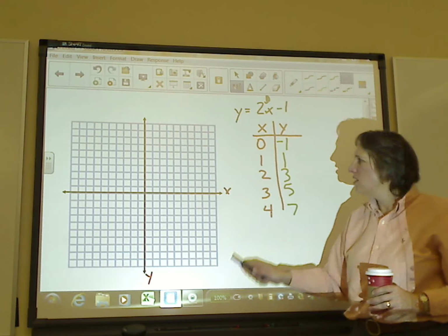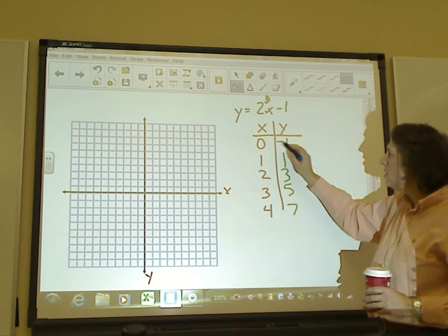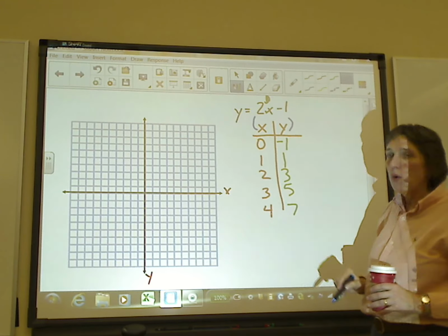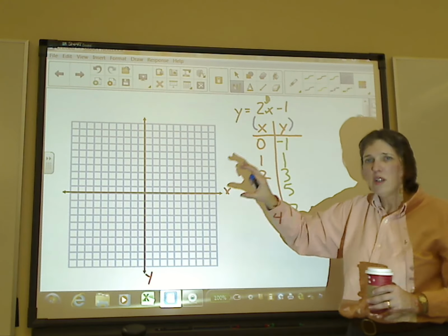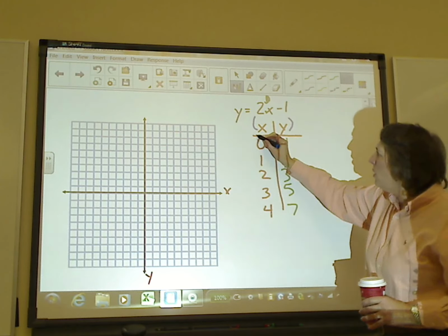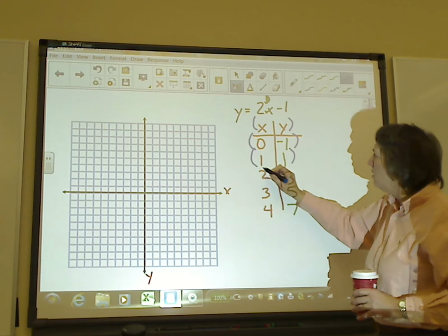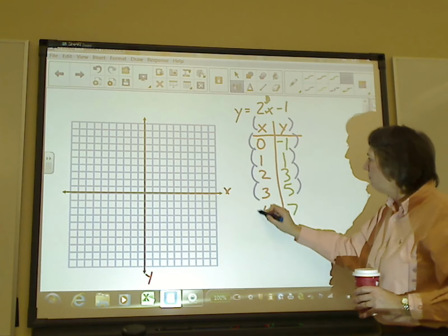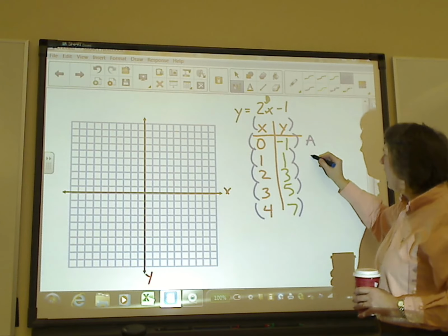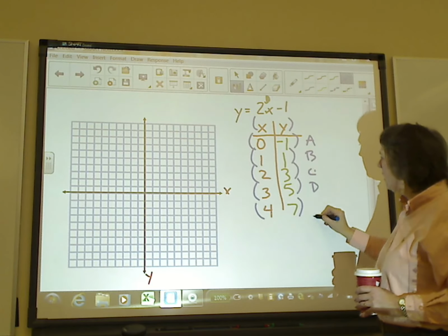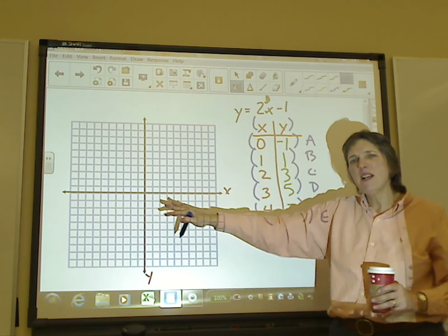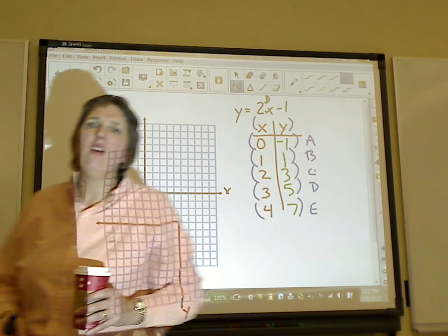I'm going to organize this because these are ordered pairs. This is x and y. Look, the ordered pair. I have to plot these points over here. So what I'm going to do is put parentheses around these. Look at that. And I'm going to label these A, B, C, D, E, because it gets really messy if I try to put all that in there.